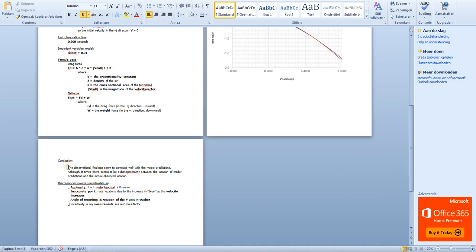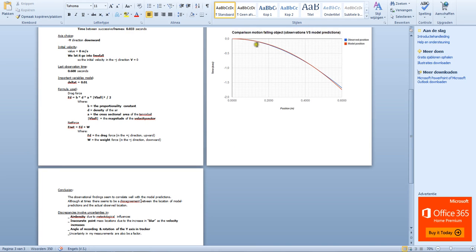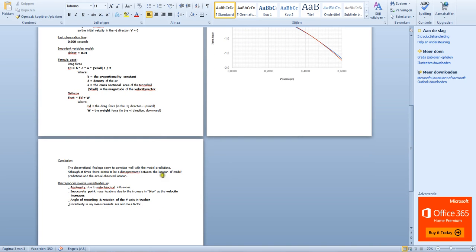Now the conclusion of this is that the observational findings seem to correlate well with the model predictions, although as time progresses there seems to be a disagreement slope wise between the location of the model and the actual observed location. Now this discrepancy, you can see in the graph.